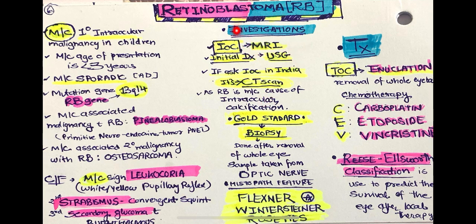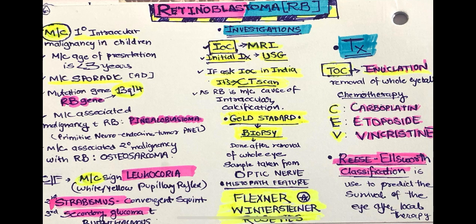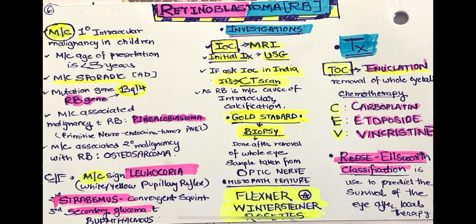Then secondary glaucoma. Investigation, we have MRI. Initially, we can go for USG. If they ask specifically for India, it's CT scan, but nowadays the modality is changing towards the MRI. So the gold standard is biopsy, and the histopathological feature is the Flexner-Wintersteiner rosette, which is specific for retinoblastoma.